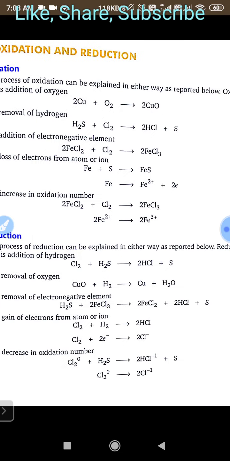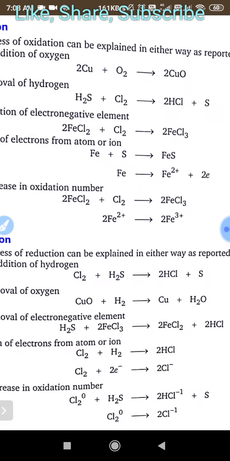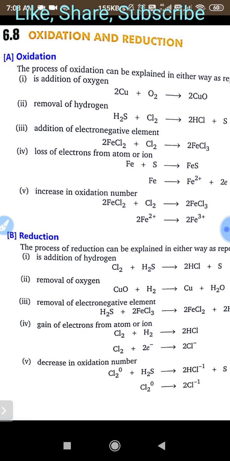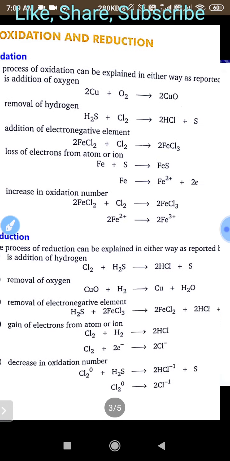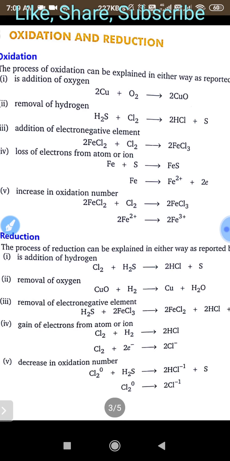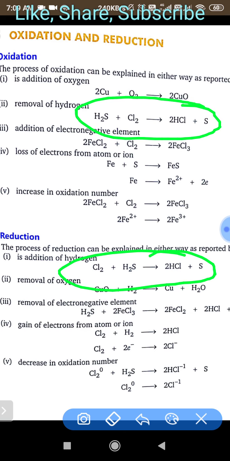So if you talk about reduction, the process of reduction can be explained in either way. It is just opposite to oxidation. First, addition of hydrogen. You can see in this process hydrogen is added. These two processes, removal of hydrogen and addition of hydrogen, are just vice versa. Here hydrogen sulfide is formed by adding one more hydrogen.